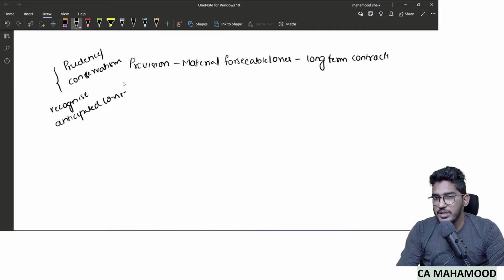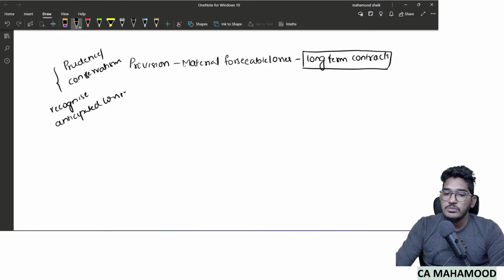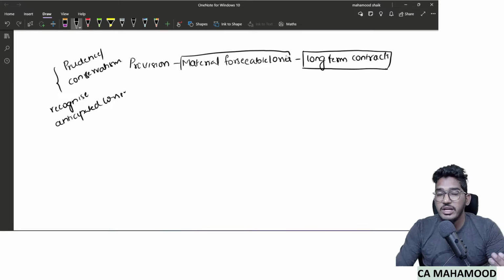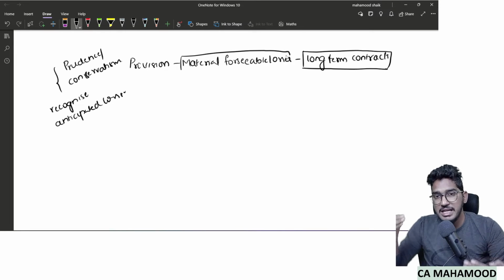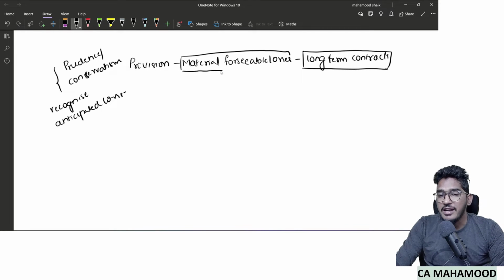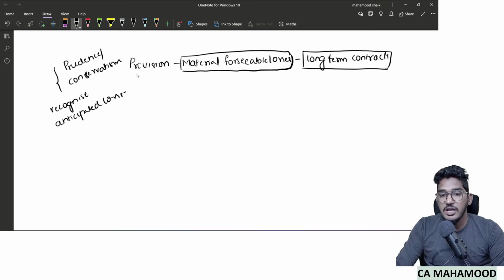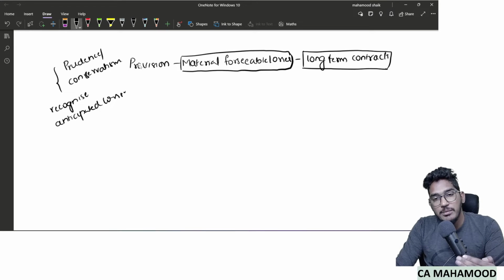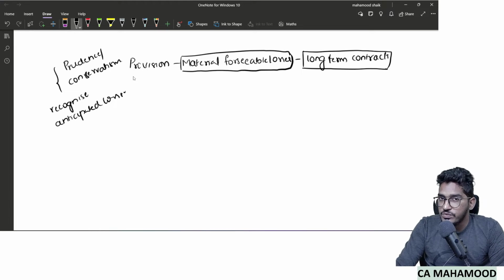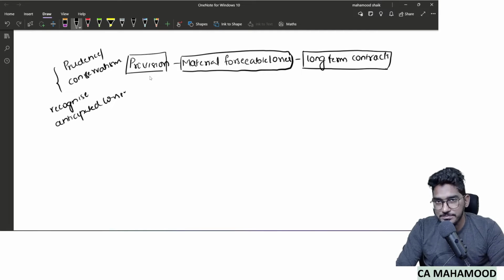The same point they are saying here. If the client has entered into any long-term contract, and on that contract there is a material foreseeable loss, you are able to predict that the company is expecting a loss out of this long-term contract. Now we should not wait till the completion of the contract to recognize that loss. You need to create a provision immediately.